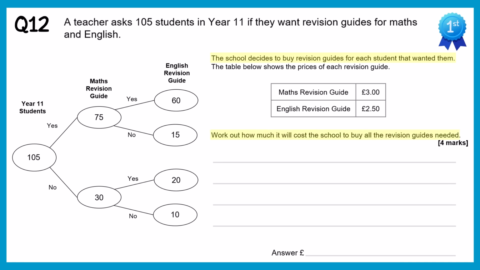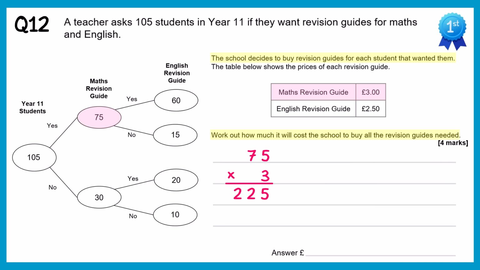We can see that the school needs to buy 75 maths revision guides for these students that wanted them, and the price for one is £3. So we need to multiply 75 by 3. To do this, we do 3 times 5, which is 15, and then 3 times 7, which is 21, but add the extra 1 will give you 22. So the answer is £225 for the maths revision guides.